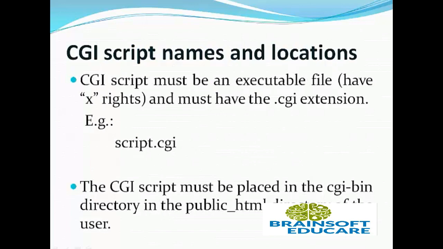First, a CGI script must be an executable file, have X rights, and must have the .cgi extension. For example, my file name with the .cgi extension is script.cgi. .cgi is the default extension in CGI coding. The common gateway interface script must be placed in the cgi-bin directory in the public HTML directory of a user.